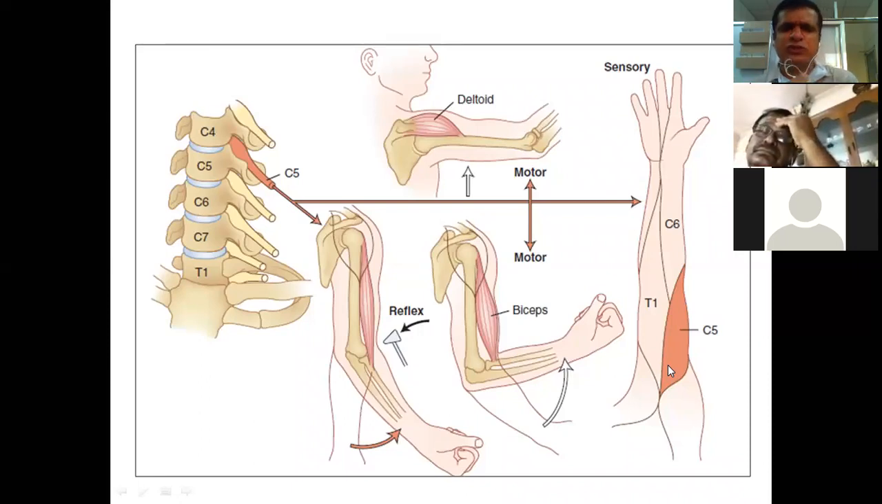The outer aspect of the shoulder corresponds to the C5 sensory area. So C5 motor is deltoid, reflex is biceps, sensory region is the outer aspect of the shoulder.